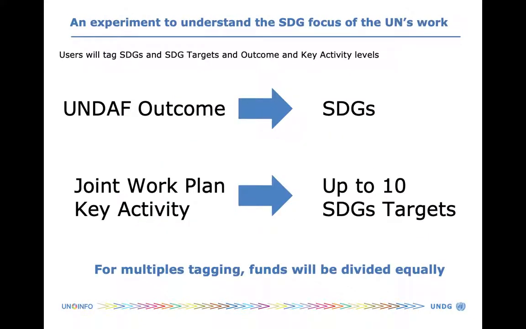Now, SDGs, of course, are incredibly important in UNINFO, and every UNDAF out there already is linked at the outcome level to the SDGs. But in UNINFO, we go a step further. We go to that key activity and we say every key activity can be tagged up to 10 SDG targets. Now, why 10 SDG targets?